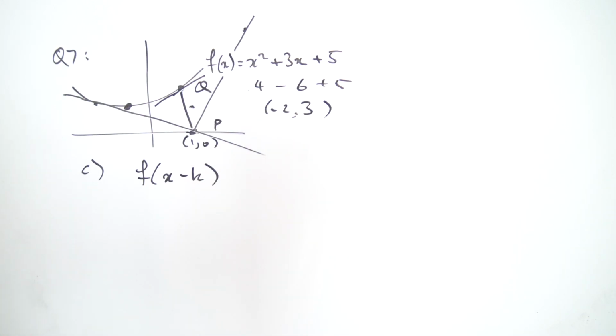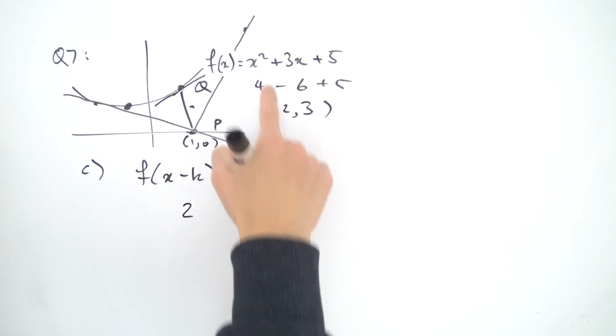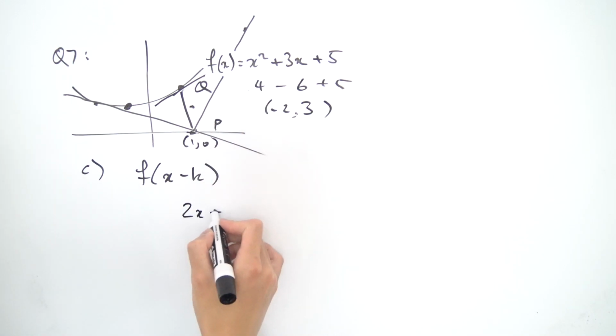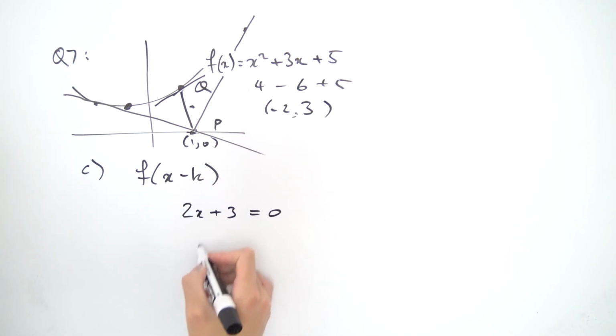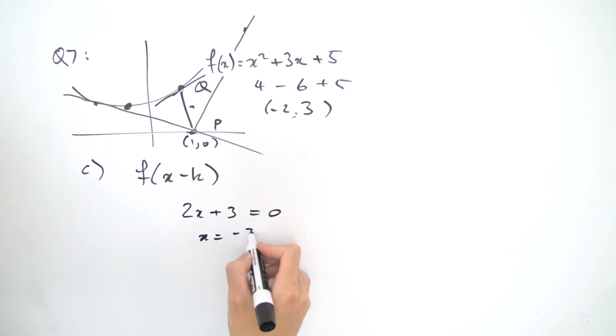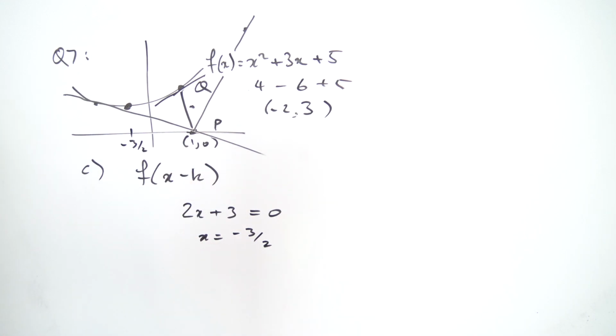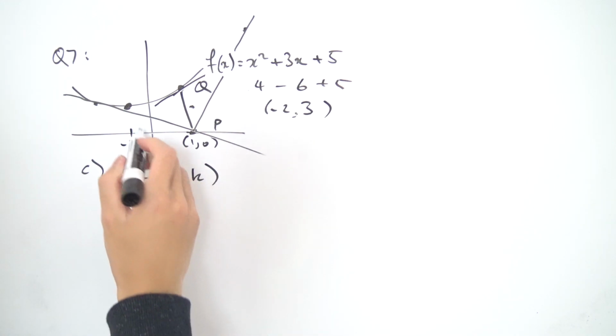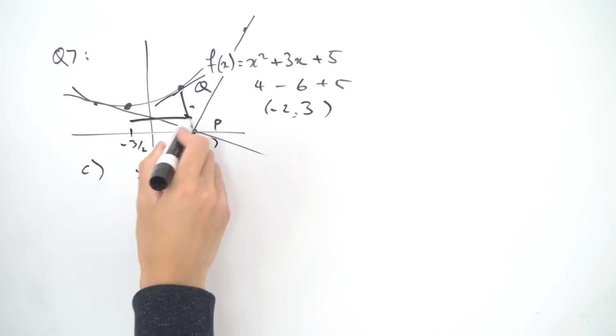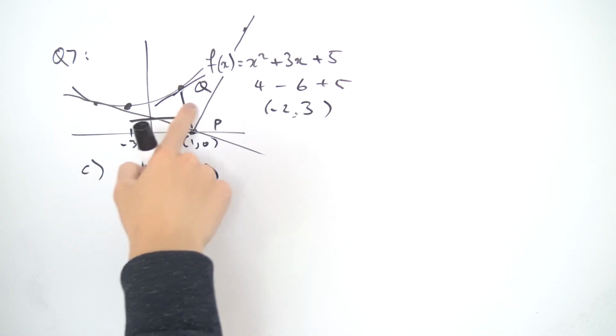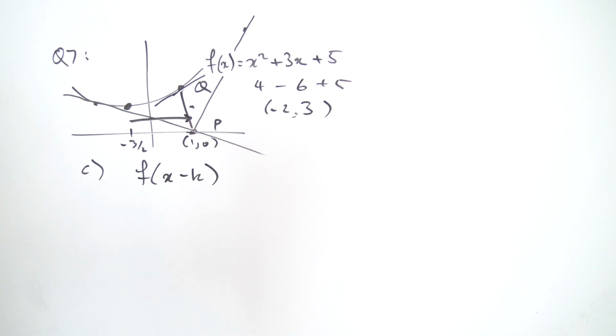So the goal is now to find the x value of this minimum, and that's quite easy to do. Take the derivative of this thing, which is 2x plus 3, set it equal to 0. So that means that x is equal to minus 3 halves. So right here, that's a minus 3 halves. And you have to translate this function over some distance such that this minimum lies above the point 1, 0.